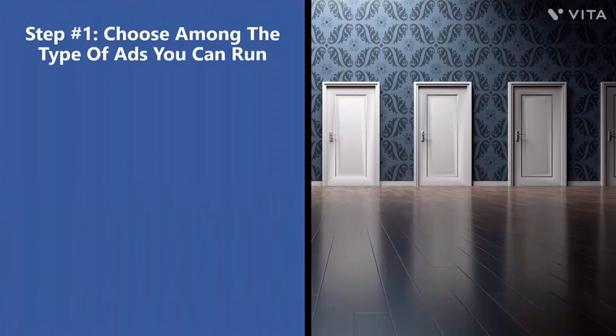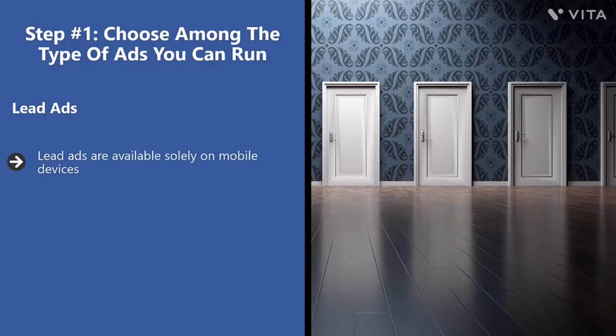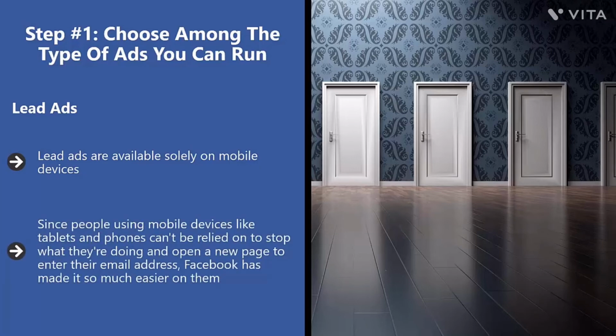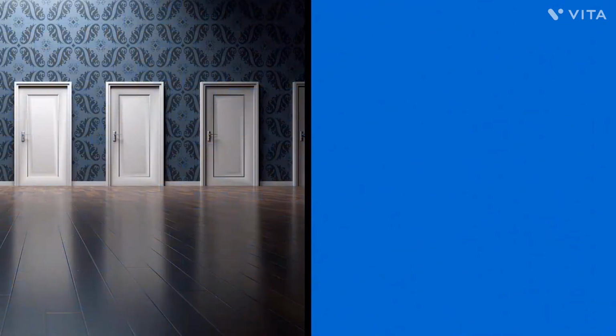Step number 1. Choose among the type of ads you can run. Facebook accommodates a lot of different ad types. You can choose among the following depending on your overall objective. Lead ads. Lead ads are available solely on mobile devices. They are designed for one-click subscription. Since people using mobile devices like tablets and phones can't be relied on to stop what they're doing and open a new page to enter their email address, Facebook has made it so much easier on them. They just need to click and the ad will supply you their information.